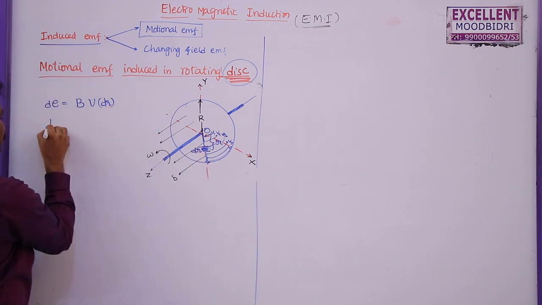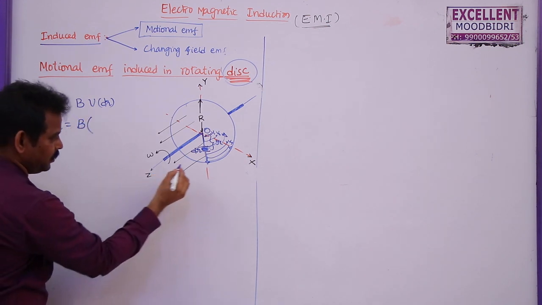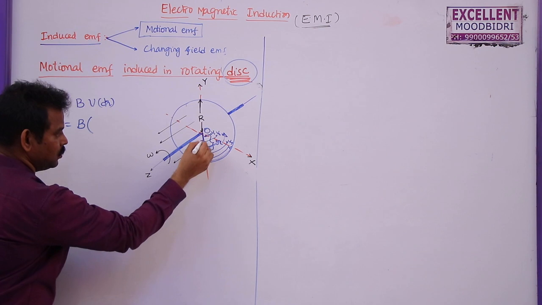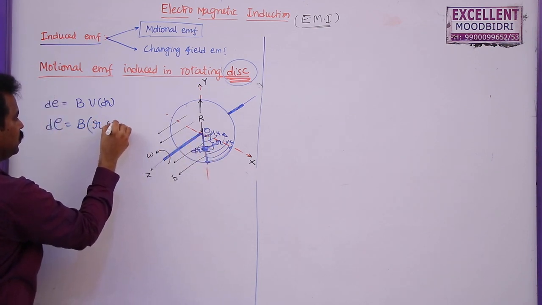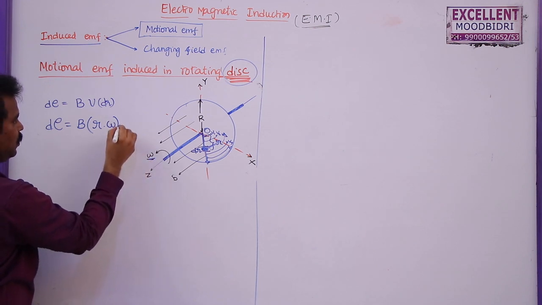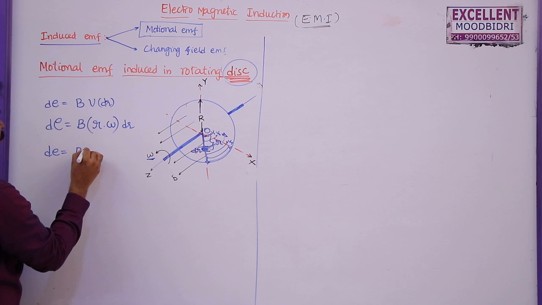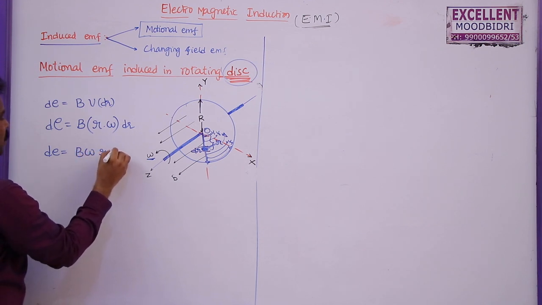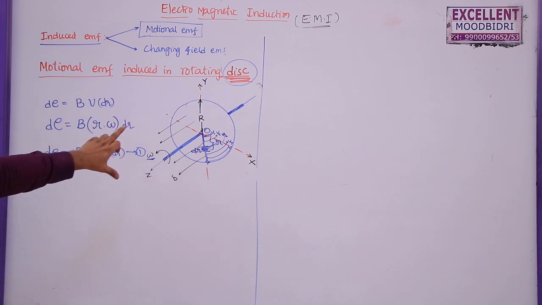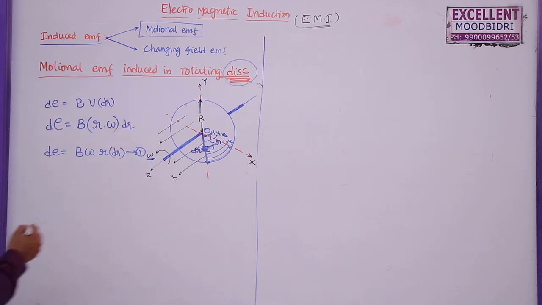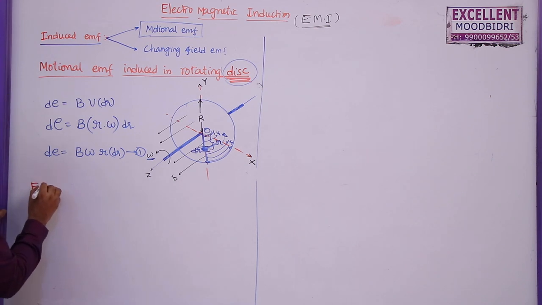So you can write dE is given by B into the velocity of this small portion. The linear velocity is r omega, so r into the angular velocity omega, into dr. So dE can be written as B omega r dr. This is equation 1.